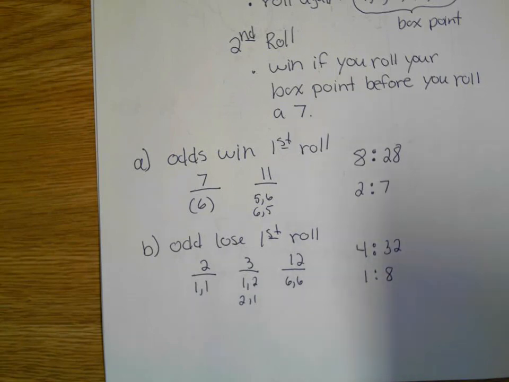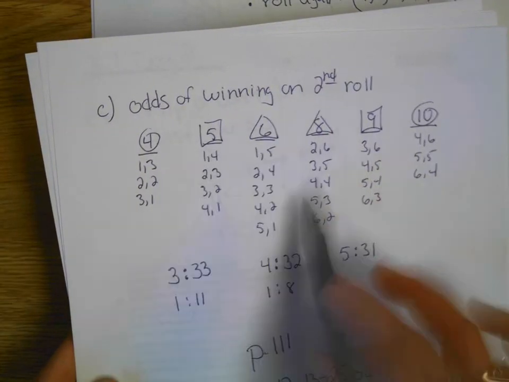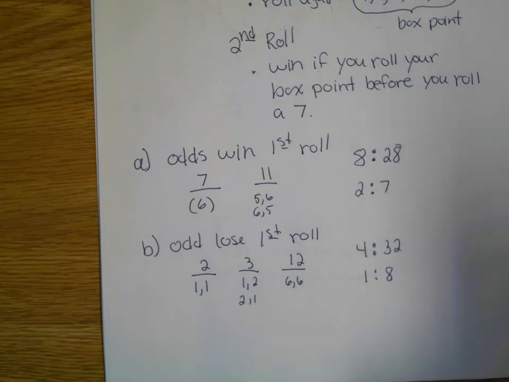Oh, I don't think I'm gonna do that last one. I did the odds of winning on the second roll, but it's a different odd depending on what your box point was. So we don't need to do that, I don't think. Okay. I think you'll be fine.